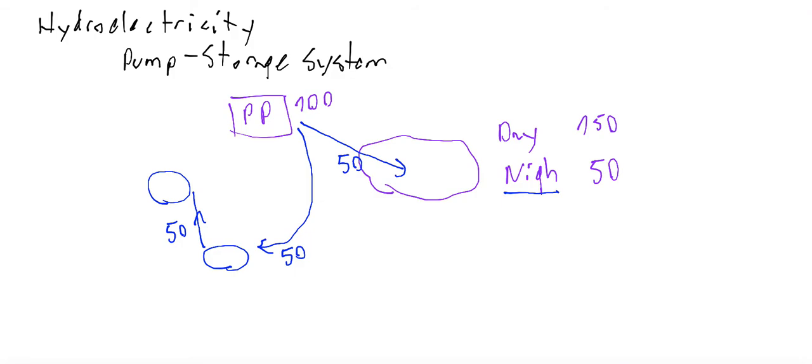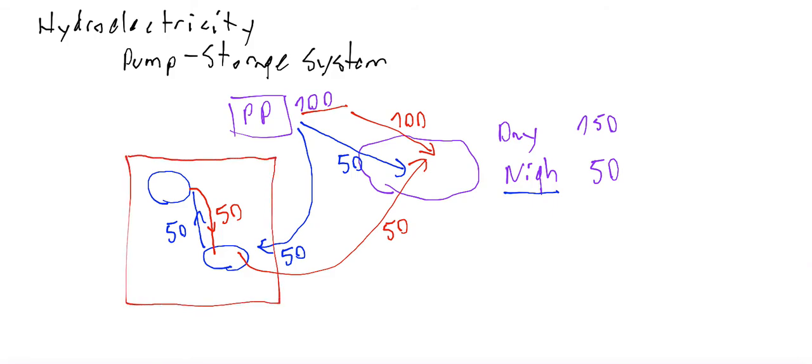Okay, at day, the power plant delivers 100 to the city, which is not enough, but the pumping storage system can release 50, which can also be delivered to the city. So it works. At night we have 50 because the rest is used to pump up water from the lower to the higher reservoir, and at the day we have 150. The power plant delivers 100 and 50 is from falling water from the upper to the lower reservoir. And this system, the system of storing energy in the form of potential energy of water, is known as a pump storage system. Okay?